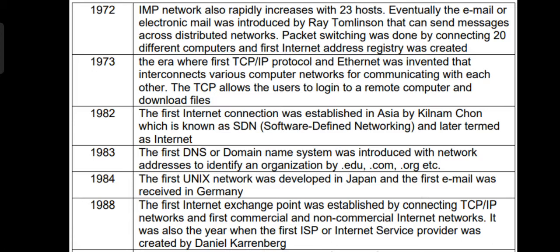In 1983, the first DNS, or Domain Name System, was introduced with network addresses to identify an organization by .edu, .com, .org, and so on. In 1984, the first Unix network was developed in Japan, and the first email was received in Germany. In 1988, the first internet exchange point was established by connecting TCP/IP networks and first commercial and non-commercial internet networks. It was also the year when the first ISP, or Internet Service Provider, was created by Daniel Kahrenberg.